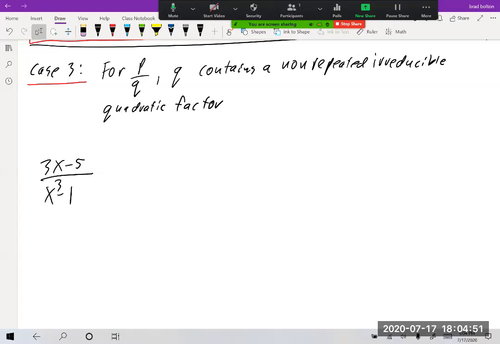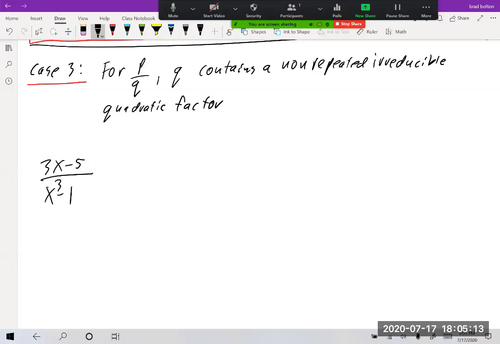It says for P over Q, Q contains a non-repeated irreducible quadratic. And all irreducible means is that it can't be factored any further. So it's a quadratic, but it can't be factored besides using, like, square roots or something like that. It can't be factored in a nice fashion using rational numbers, okay?